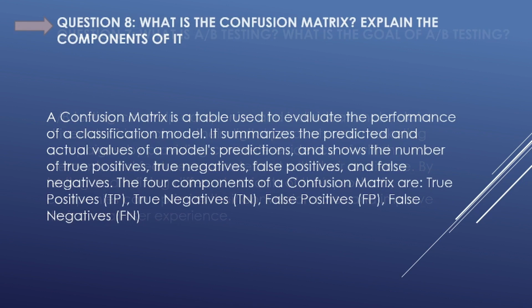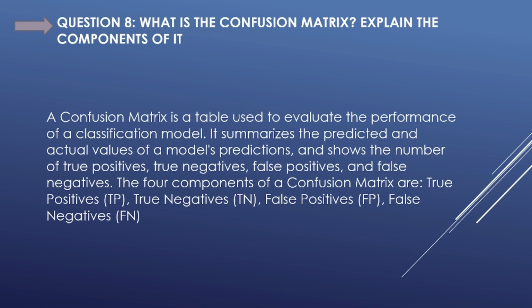Question 8. What is the confusion matrix? Explain the components of it. A confusion matrix is a table used to evaluate the performance of a classification model. It summarizes the predicted and actual values of a model's predictions and shows the number of true positives, true negatives, false positives, and false negatives. The four components of a confusion matrix are true positives, true negatives, false positives, and false negatives.